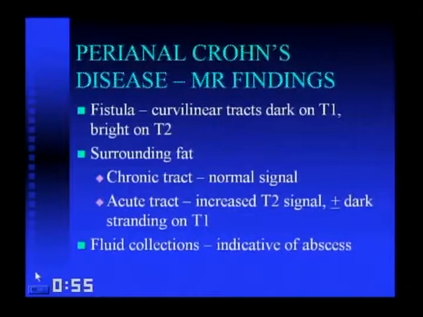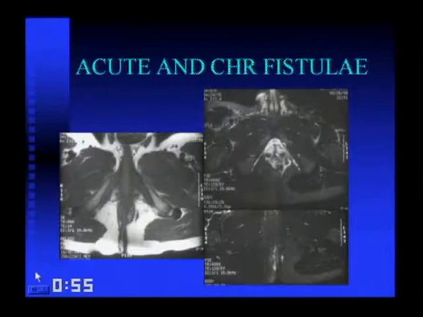And the surrounding fat will be of completely normal signal when they are chronic, and when there is acute superimposed inflammation, as one might expect, the surrounding fat becomes edematous and gets bright. You want to look carefully for fluid collections, you want to look for organ involvement, and you want to look for abscesses, of course. So here's an example of both acute and chronic fistulas of the perianal region on MR.